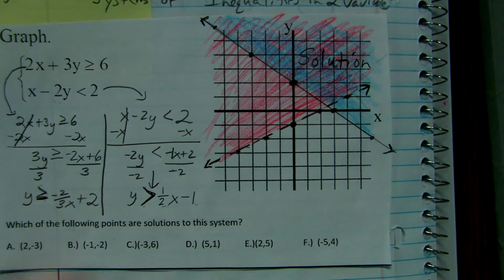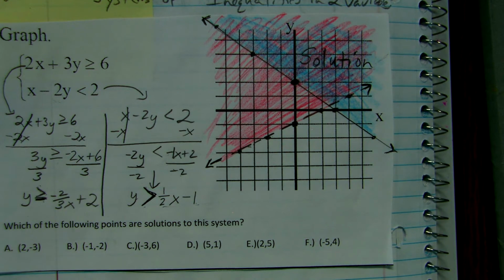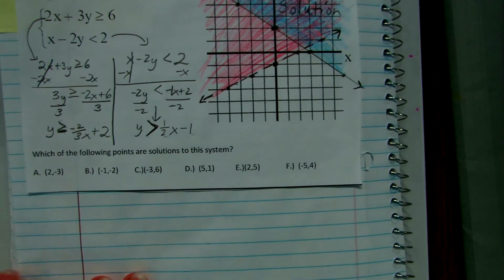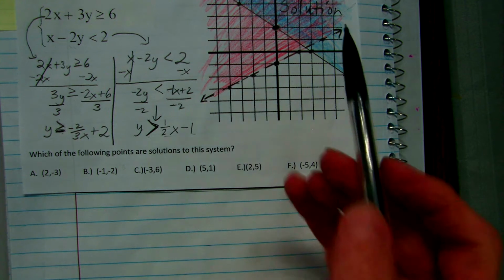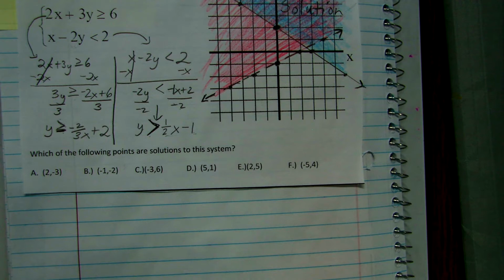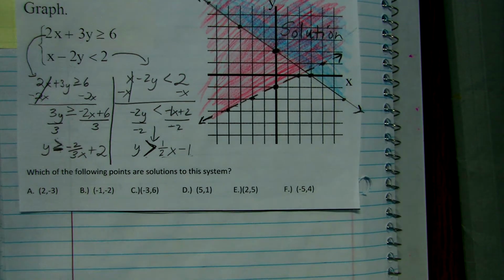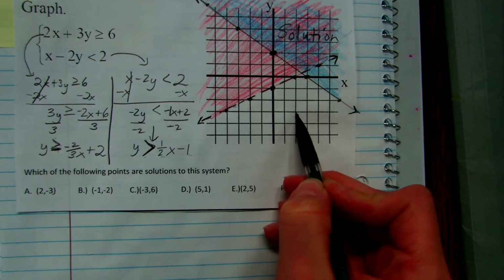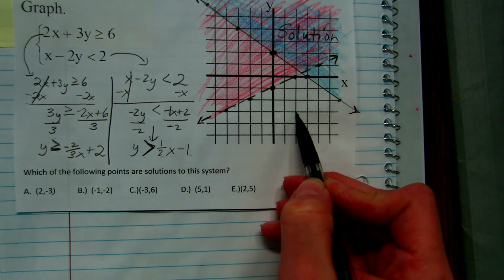And so we talked about test points when we originally did the inequalities, and we talked about how we have the shortcut where we can do up and down, but to be really sure, you do a test point. And so I have a list of points down here that we're going to check and see if they're part of the solution. And we're going to do this a couple of ways. First, we're going to see if it's in this part that's shaded with both colors. And then we're going to plug them in and see if they work for both the inequalities. So kind of a double check. So let's start with A, (2, negative 3). So if we start from the origin, that's right 2, down 3. Do you think that's going to be part of the solution? No, it's not on the shaded part.